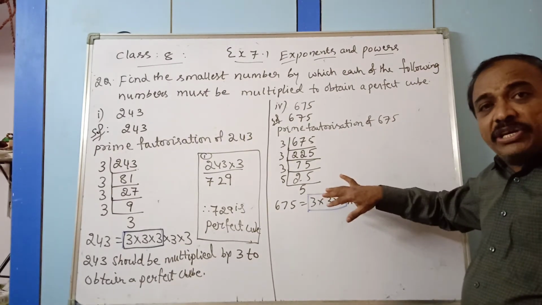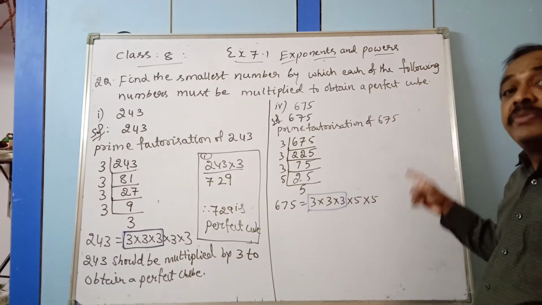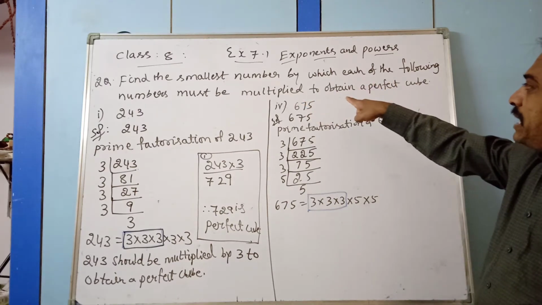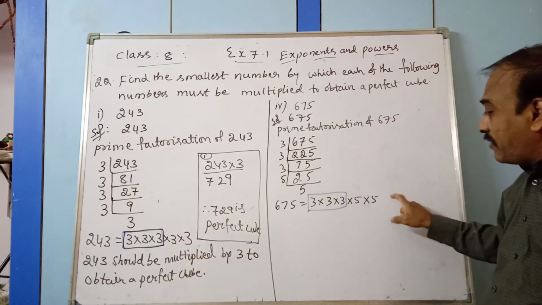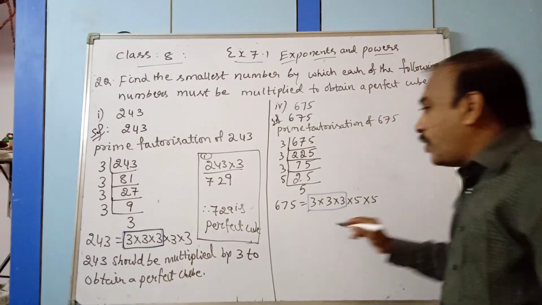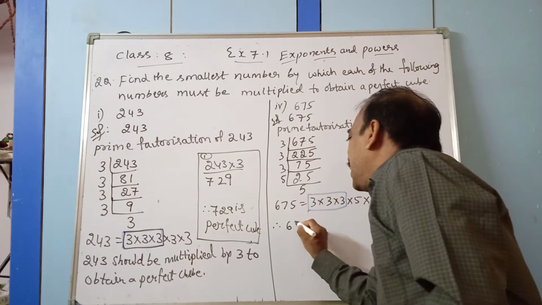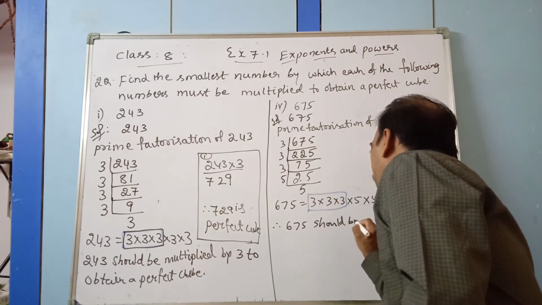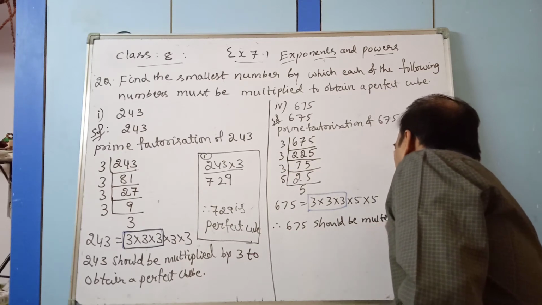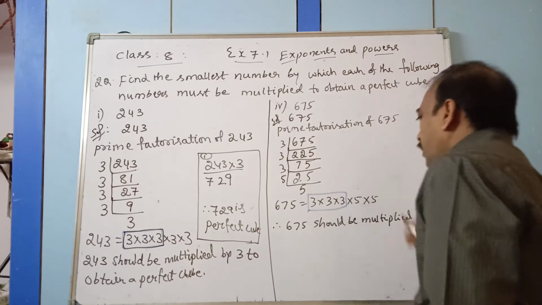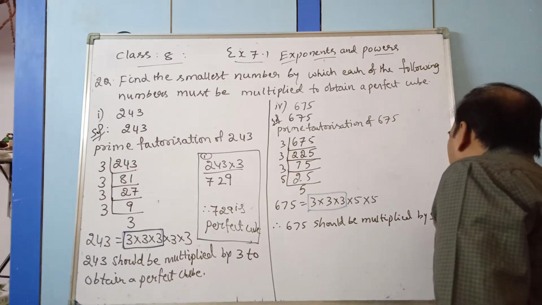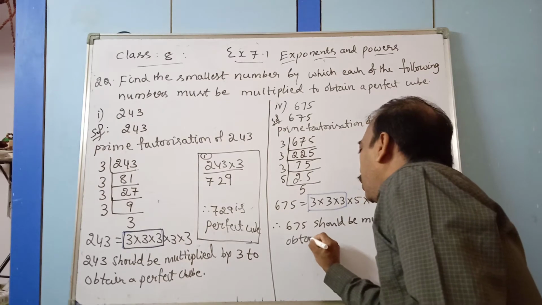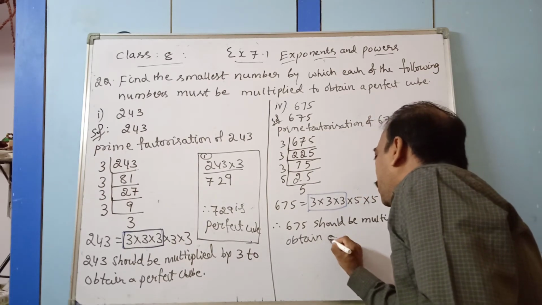To get a perfect cube, what number is required? One more 5 is required. That's why what number must be multiplied to obtain a perfect cube? So here one more 5 is required. Therefore, 675 should be multiplied by 5 to obtain a perfect cube.